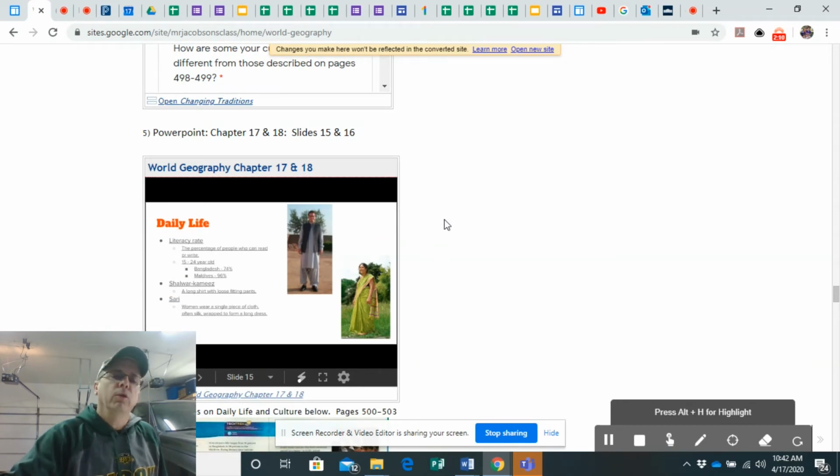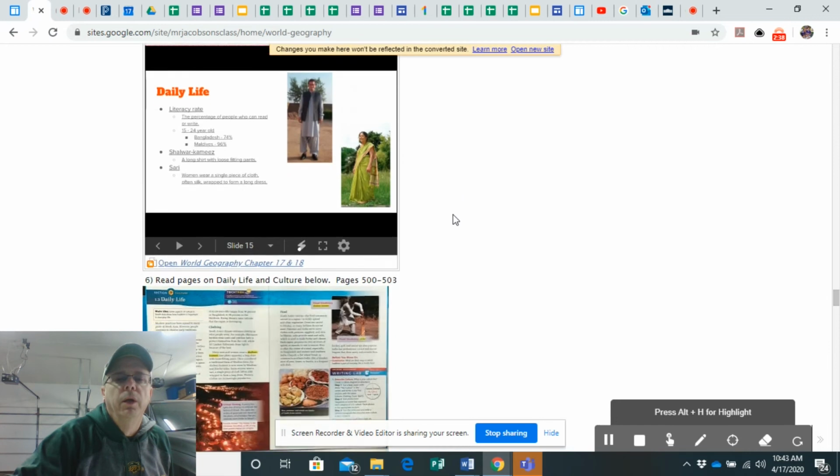When you're done with that, you have 2 more slides to look at. One is called Daily Life, and they're going to talk a lot about literacy rate. And literacy rate obviously is being able to learn and being able to read and write and those types of things, and how far you go in school. So obviously in the past, India was very, very low as far as literacy rate, but now they've improved, and they're still obviously not as high as the United States, but they are improving each year.